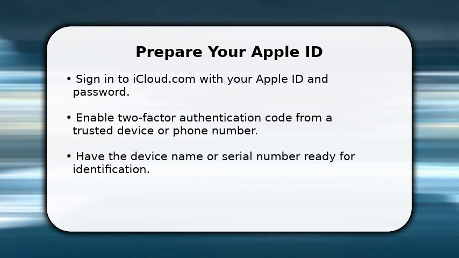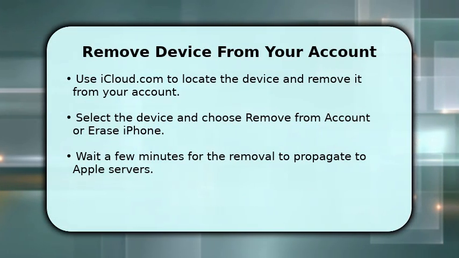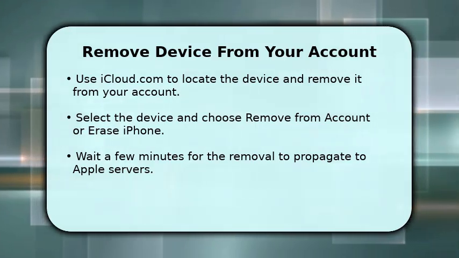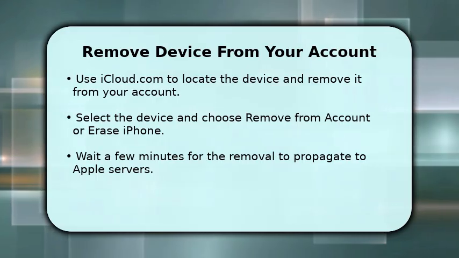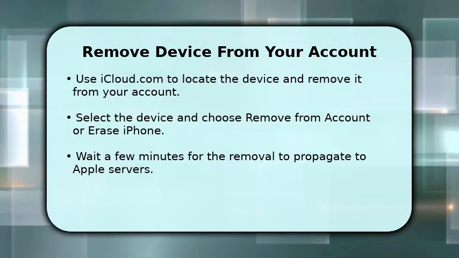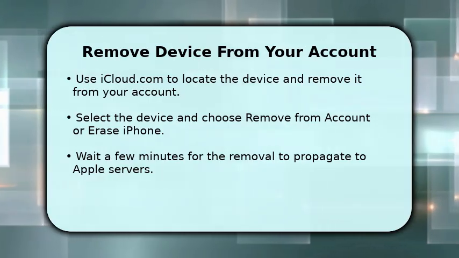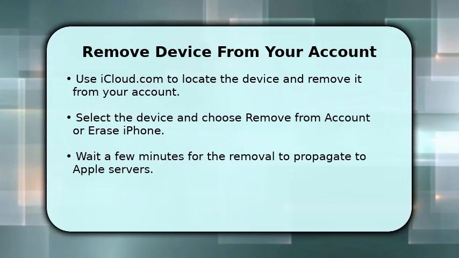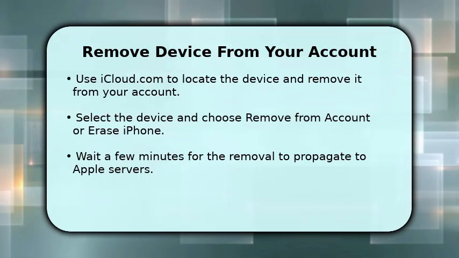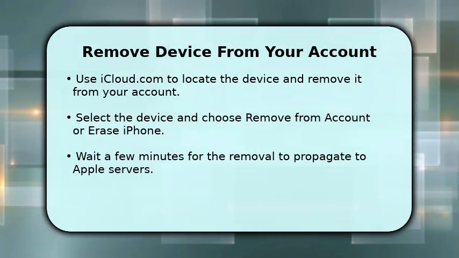Open iCloud.com and sign in with the same Apple ID used by the other phone. Click Find iPhone, then choose All Devices and select the specific device name. Choose Erase iPhone if you can, then select Remove from Account after erasure completes. If the device is offline, choose Remove from Account directly. Wait a few minutes for the change to propagate across Apple servers. Confirm the device no longer appears on your Apple ID device list before proceeding to card removal.